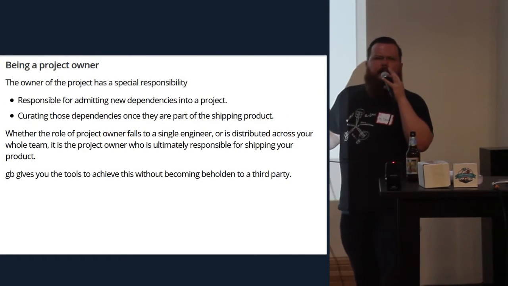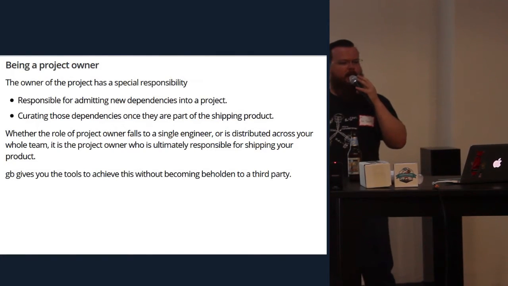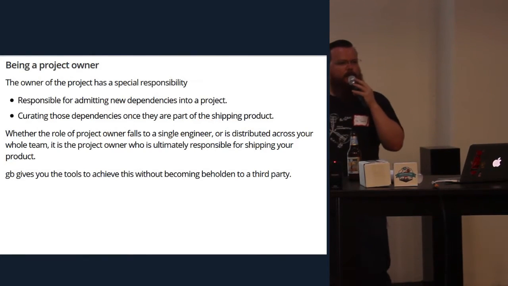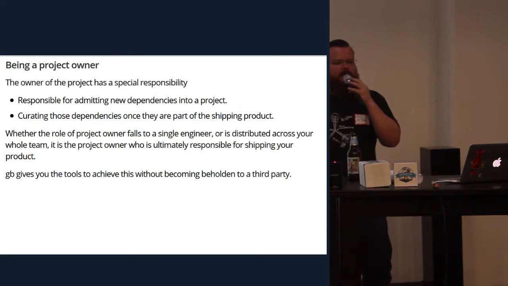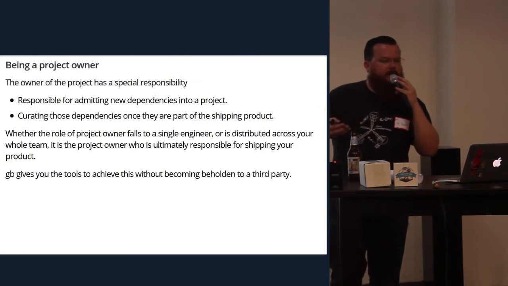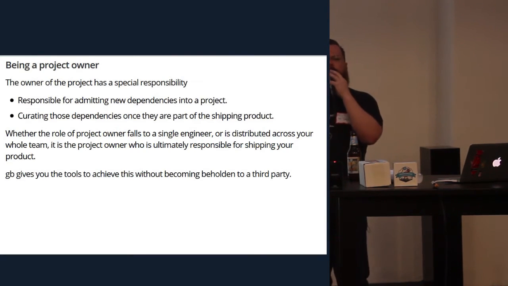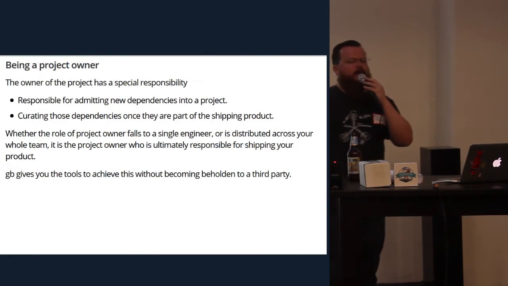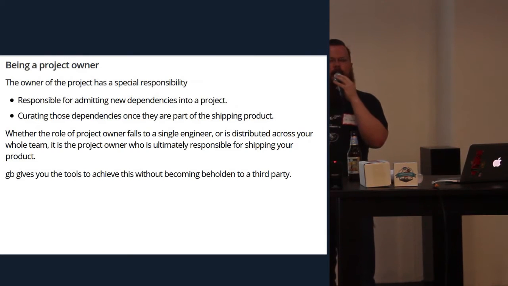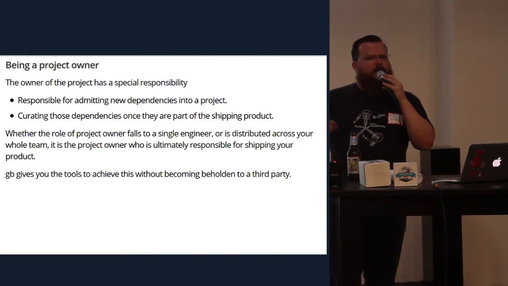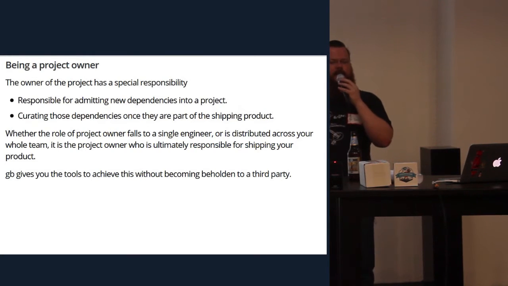And GB also encourages this idea of a project owner. And the project owner is responsible for admitting dependencies into that project, and secondly, curating those dependencies once they're in. There's a real idea of ownership and identifying our project now depends on this particular set of libraries, Martini, Negroni, something like that, and accepting that ownership explicitly rather than just kind of filtering in through someone adding that import line and then go fetches it for you.